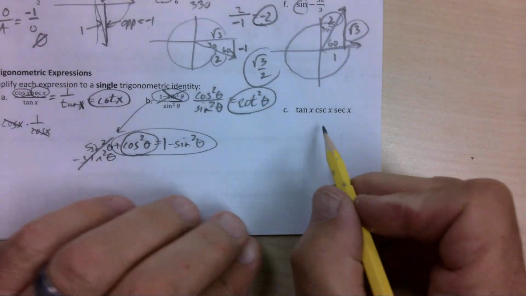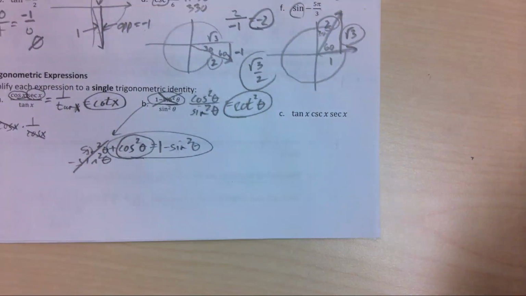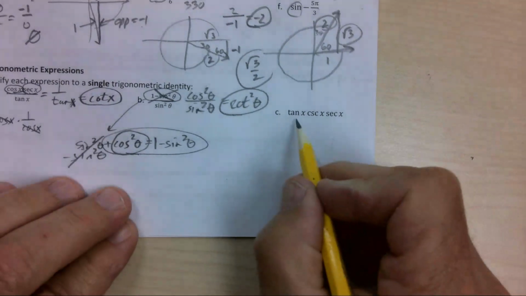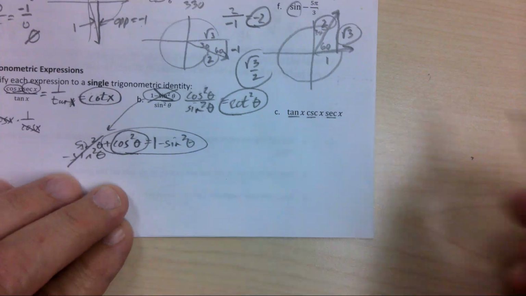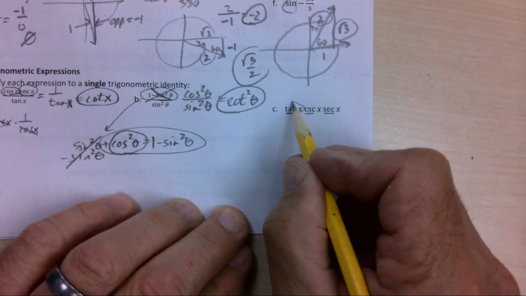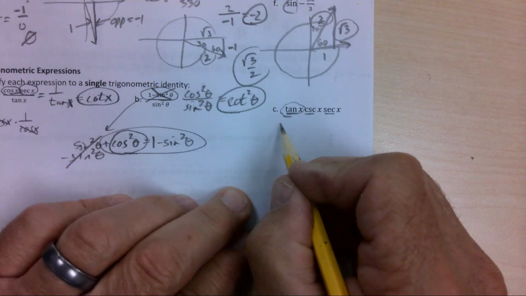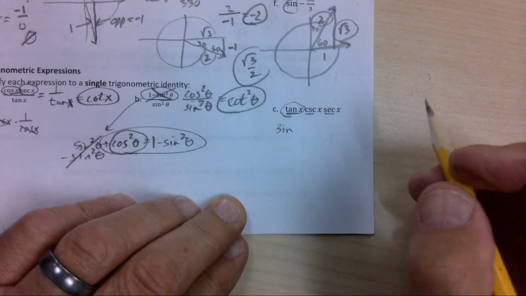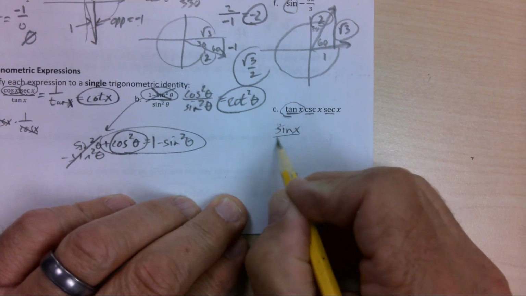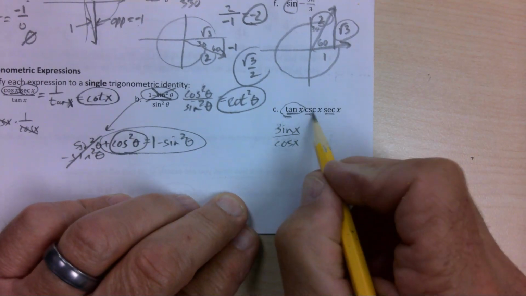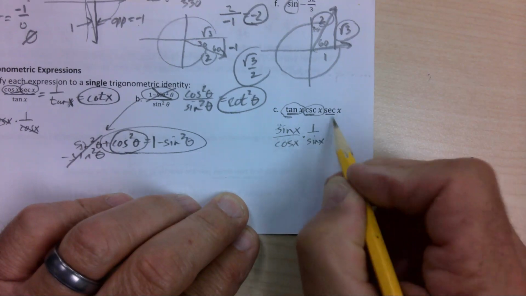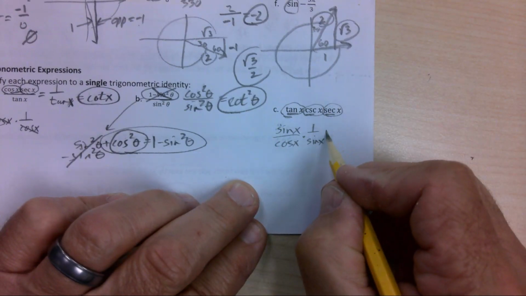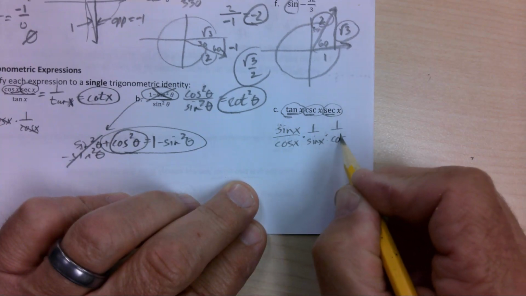Okay, last one on this page. So try to change it, change it, change it. What is tangent? Tangent is sine of x all over cosine of x. What is cosecant? That's 1 over sine of x. What is secant? That's 1 over cosine of x.